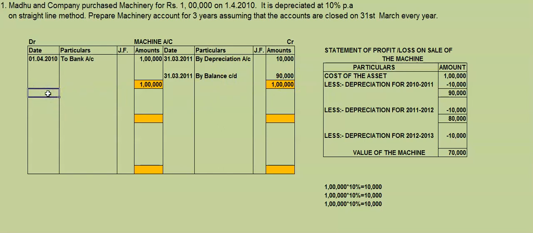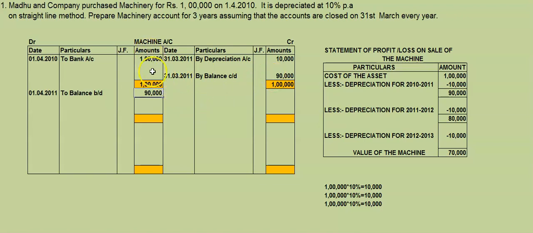What is the next year after March 31st 2011? What is the next date? 1st April 2011. What is the entry you will write here? To balance brought down. This is called as what? Balance brought down. How much will be the balance brought down? Rupees 90,000.